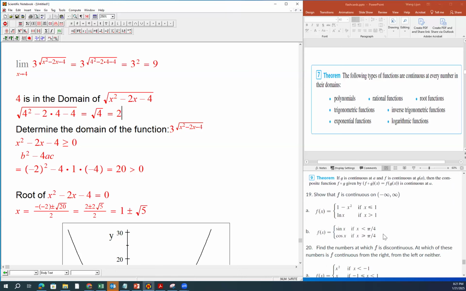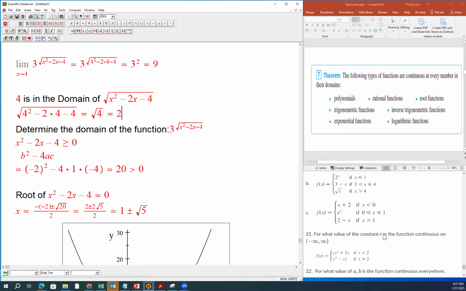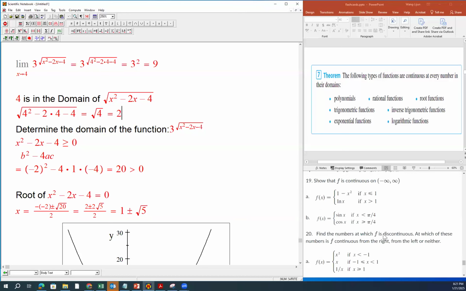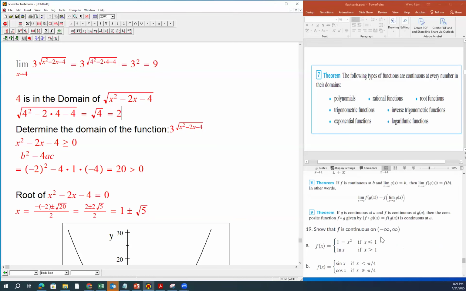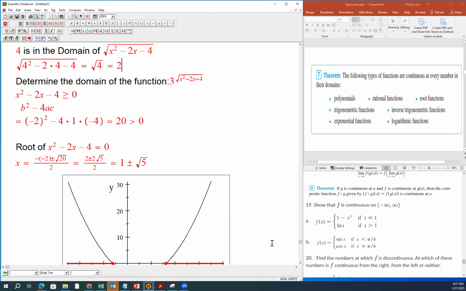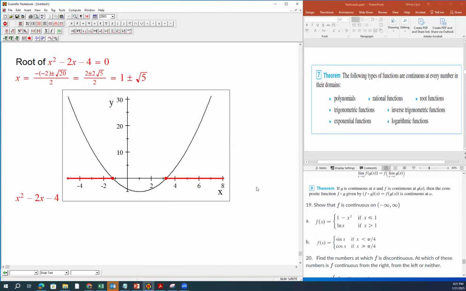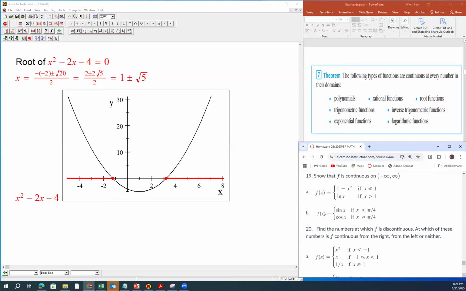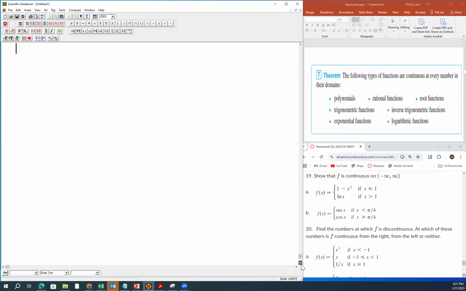Last but not least, there are a couple more examples here. I wish to go over some of it. It shows that f is continuous from negative infinity to positive infinity. This is your homework question. How do we show that?